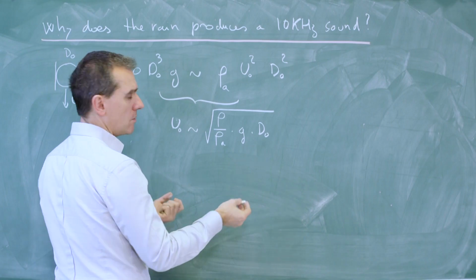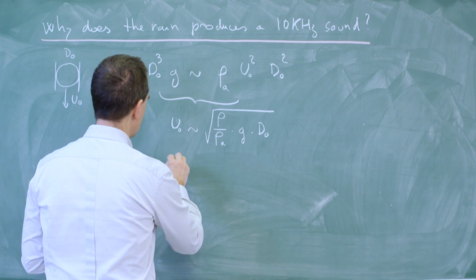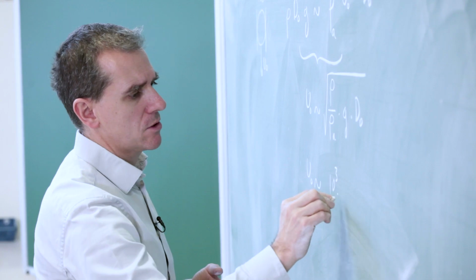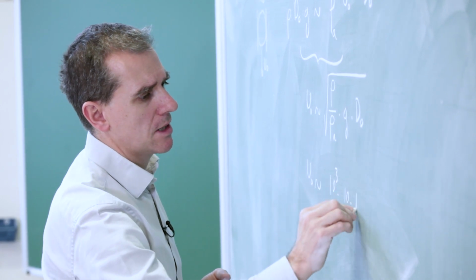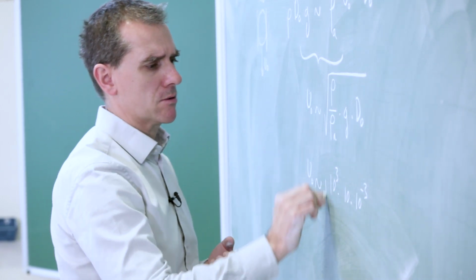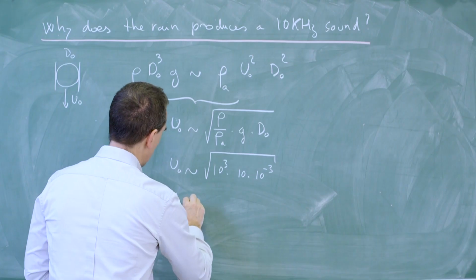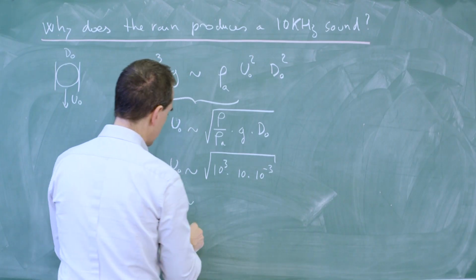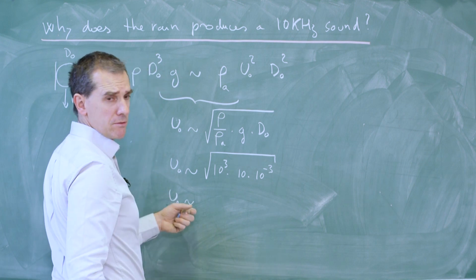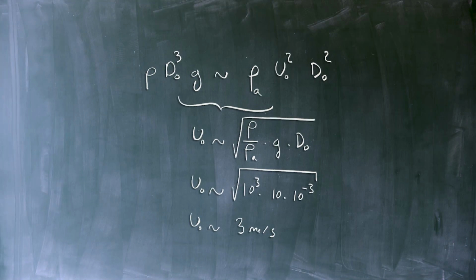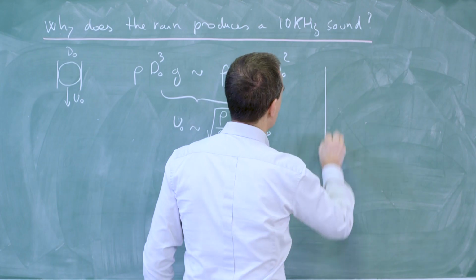And so if you look for the order of magnitude of this velocity, you get that u naught goes like 10 to the 3 for the ratio of density, times 10 for gravity, times 10 to the minus 3 for a millimetric drop, square root, so this gives you square root of 10, and you end up to the conclusion that the velocity at which the drop will reach the ocean will be of the order of 3 meters per second.